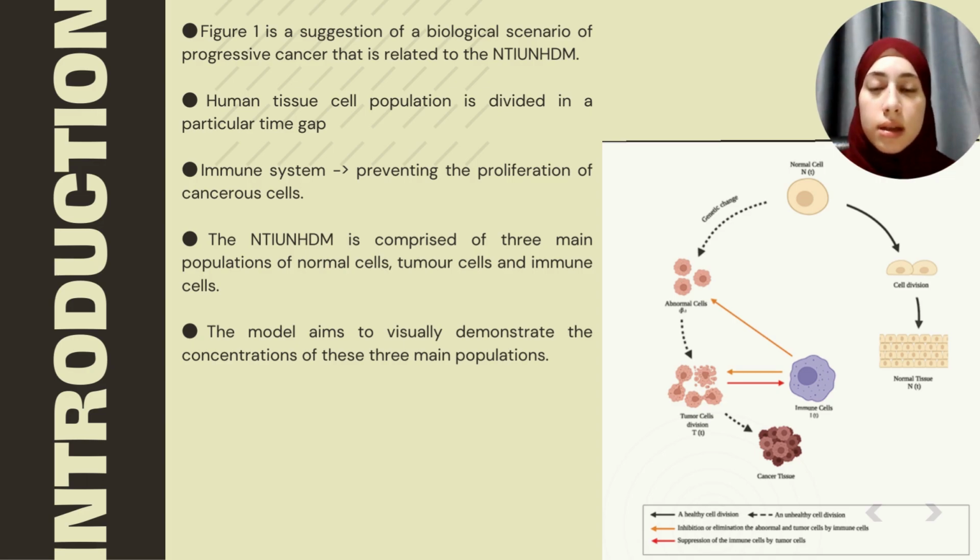So, figure one is a suggestion of a biological scenario of progressive cancer that is related to the normal tumor unhealthy diet model. And the human tissue cell population is divided into a particular time gap. So, as we know, the immune system helps in preventing the proliferation of cancerous cells. And so, this model is comprised of three main populations of normal cells, tumor cells, and immune cells. And this model aims to visually demonstrate the concentrations of these three populations.